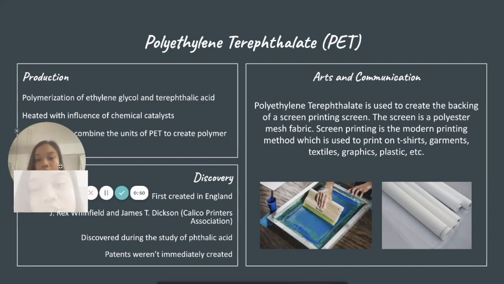In arts and communication, polyethylene terephthalate is used to create the backing of a screen printing screen. The screen is a polyester mesh fabric. Screen printing is a modern printing method which is used to print on t-shirts, garments, textiles, graphics, plastic, etc. So many people think of shirts, so I wanted to incorporate something relating to that. In the first picture, it shows the actual process of printing, and in the second picture, it shows the actual material.